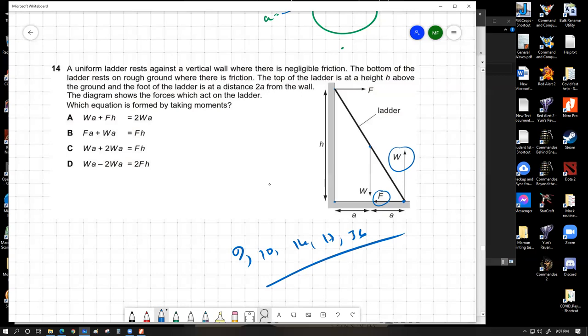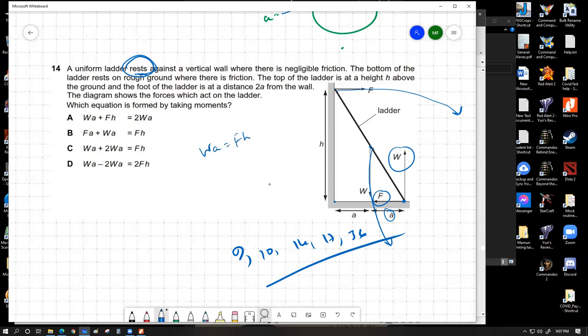So if I take my moments about this point, W force is going to produce a moment. This is the W force, and the perpendicular distance of the W force is A. So we have an anti-clockwise moment of WA in this direction. We have an F into H clockwise moment over this direction. Because the question says it rests against a vertical wall, rest in this case actually means equilibrium. So that would mean moments should be balanced. That basically gives me WA equals FH.